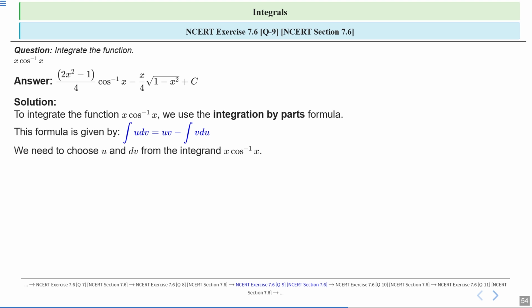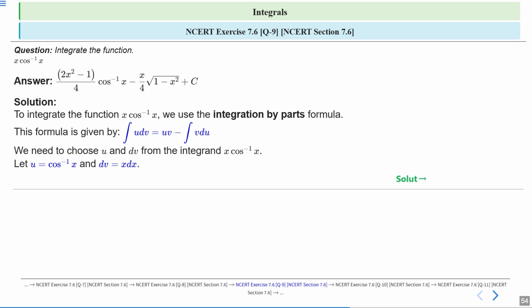And as we know, inverse trigonometric functions come first. So we take it as u, that is u is equal to cos⁻¹x. And for dv, we take x dx. Now we need to find the value of du and v.